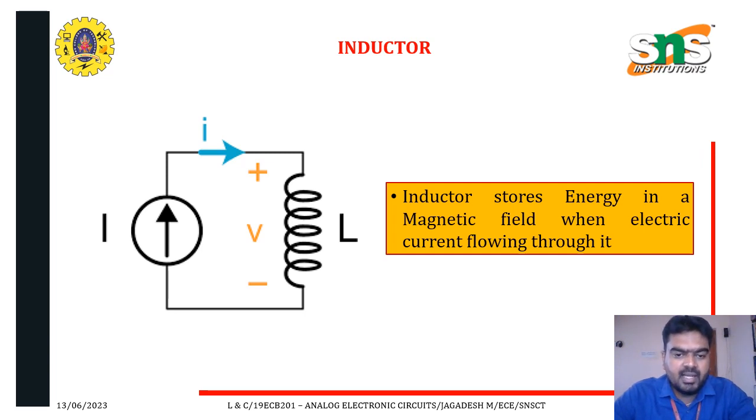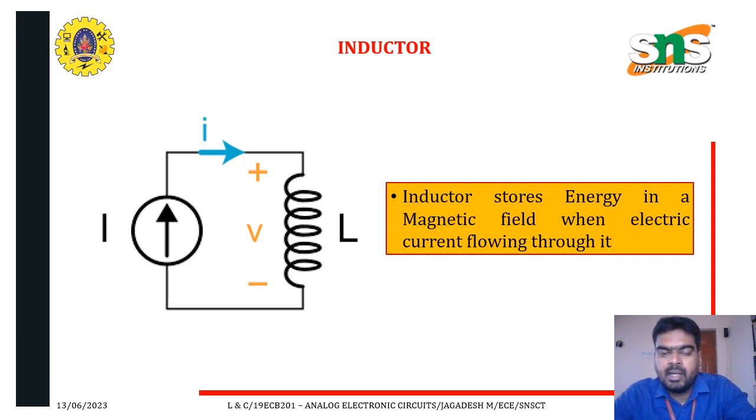On the other side, when there is a flow in the conductor, it produces a magnetic field. So this is called the inductor. It stores the energy in the form of a magnetic field when current flows through it. Both the inductor as well as the capacitor are used only for storing energy.